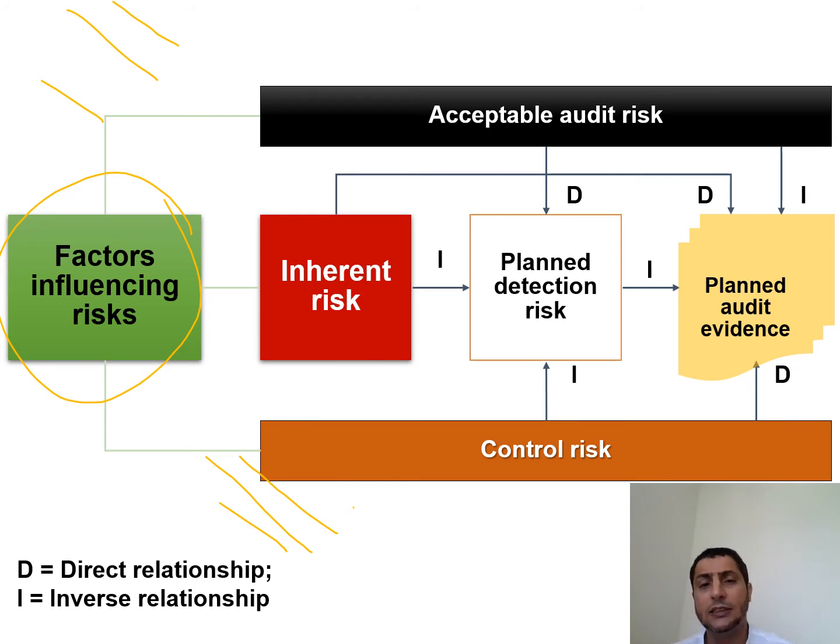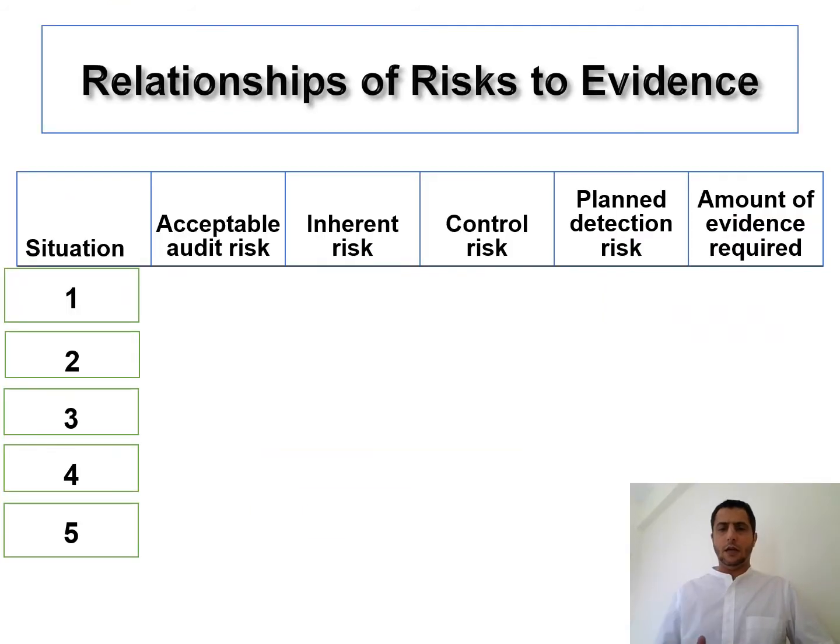So if the auditor sets the acceptable audit risk at a high level, the planned audit evidence will be low. Okay, so that's simply an illustration of the relationship between the components of the audit risk model and the planned audit evidence or the sample. Here we will try to explain the relationship of audit risk components of the audit risk model and the amount of evidence required in each situation.